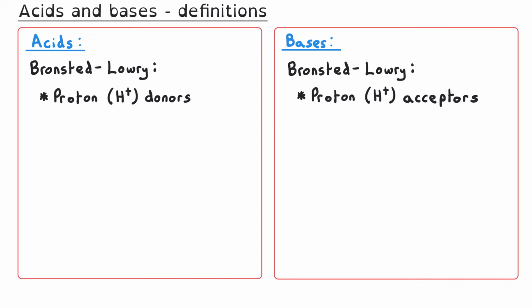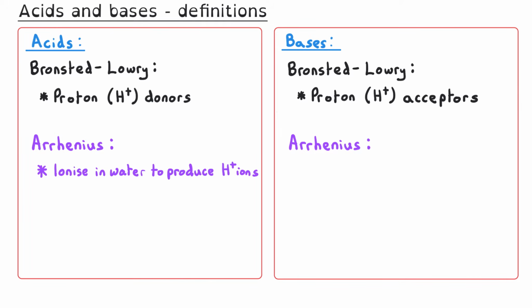ions or protons. And then Arrhenius acids are defined as acids that ionize when you put them into water, and that means that they dissociate and they produce hydrogen ions and something else. And bases will dissociate in water to produce hydroxide ions.